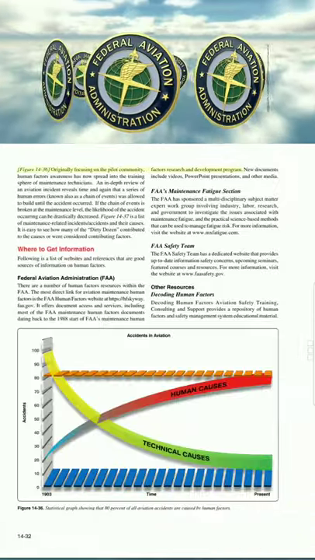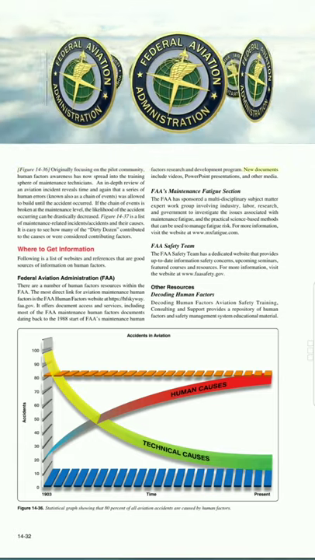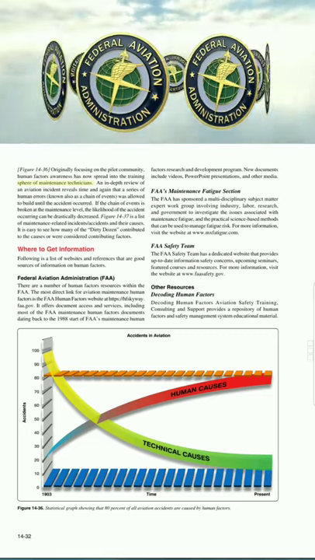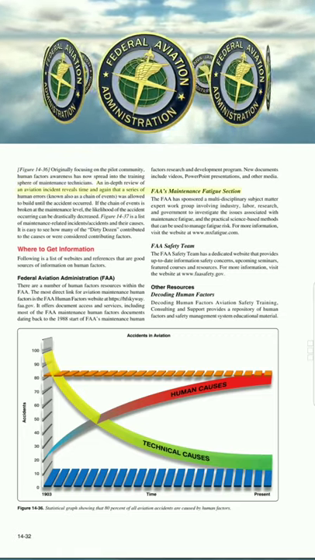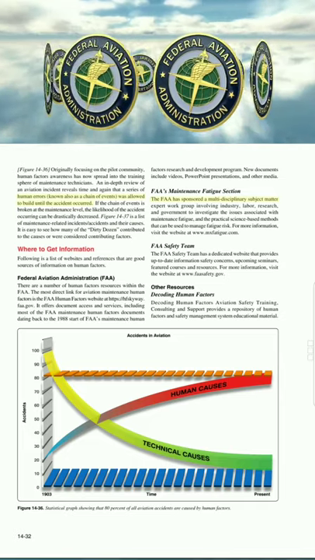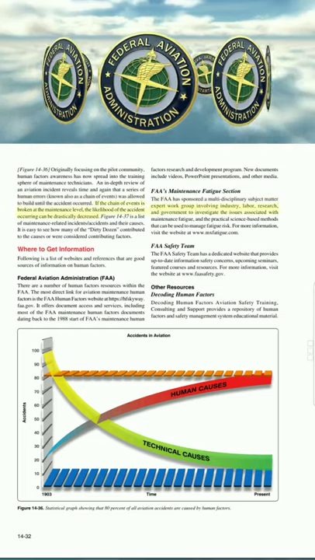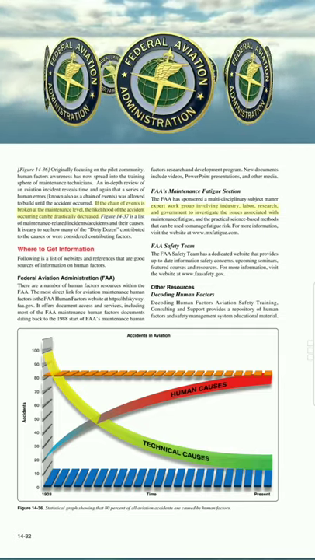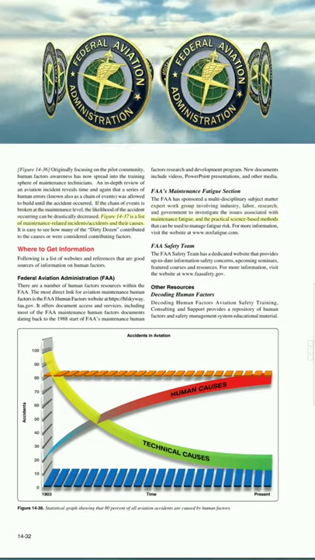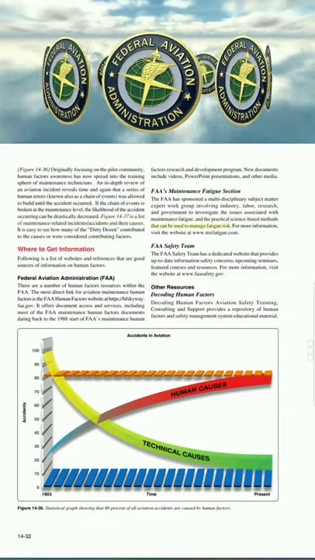Figure 14-36. Originally focusing on the pilot community, human factors awareness has now spread into the sphere of maintenance technicians. An in-depth review of an aviation incident reveals time and again that a series of human errors, known also as the chain of events, was allowed to build until the accident occurred. If the chain of events is broken at the maintenance level, the likelihood of the accident occurring can be drastically decreased. Figure 14-37 is a list of maintenance-related incidents/accidents and their causes that can be used to see how many of the Dirty Dozen contributed to the causes or were considered contributing factors. The FAA has sponsored a multidisciplinary expert work group involving industry, labor, research, and government to investigate the issues associated with maintenance fatigue, and practical science-based methods that can be used to manage fatigue risk. For more information, visit the website at www.mxfatigue.com.